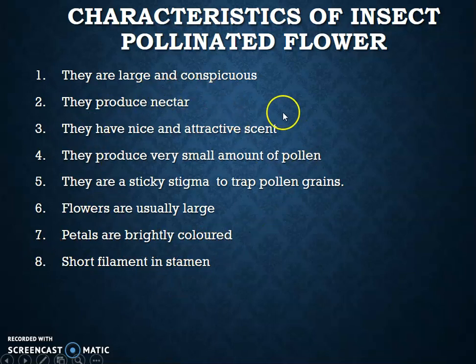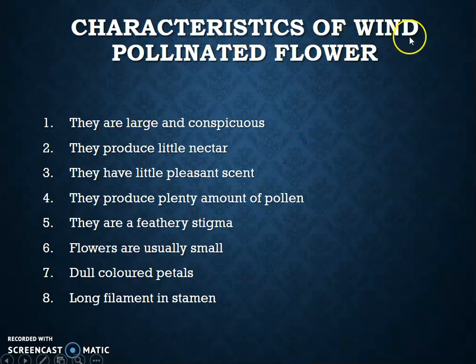So the catch here is that everything here, the opposite of what you have here, happens to be the characteristics of wind pollinated flowers. So in the same way, wind pollinated flowers are supposed to be small and inconspicuous, and they produce little nectar. They have little pleasant scent, and they produce a large amount of pollen grain. So this is virtually the opposite of the insect pollinated flower.